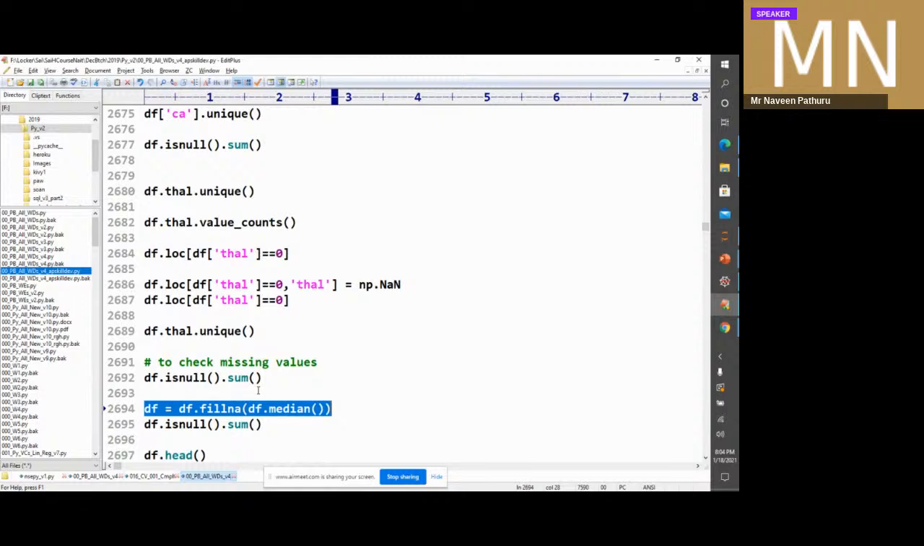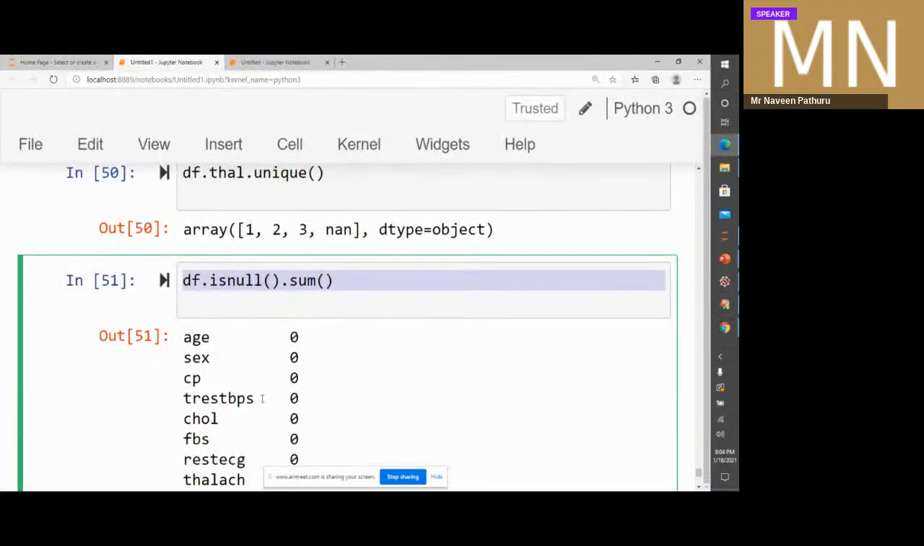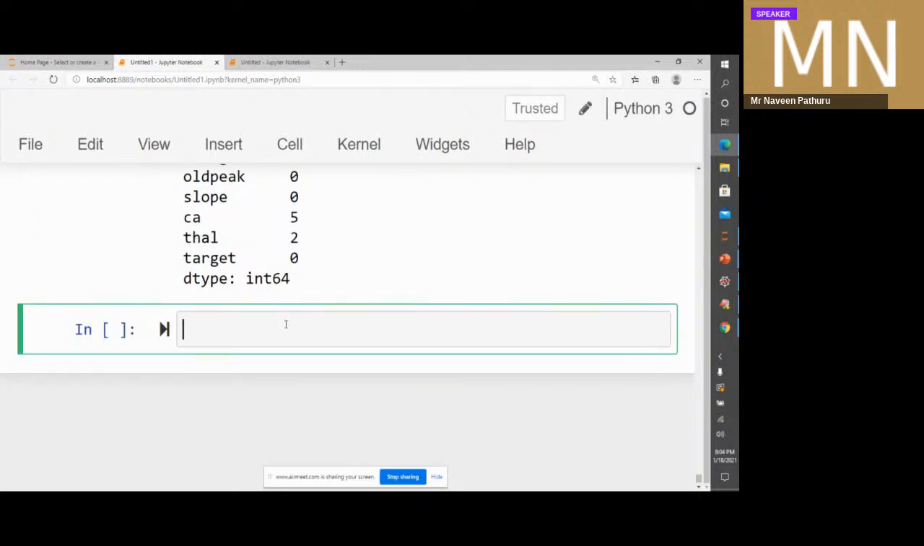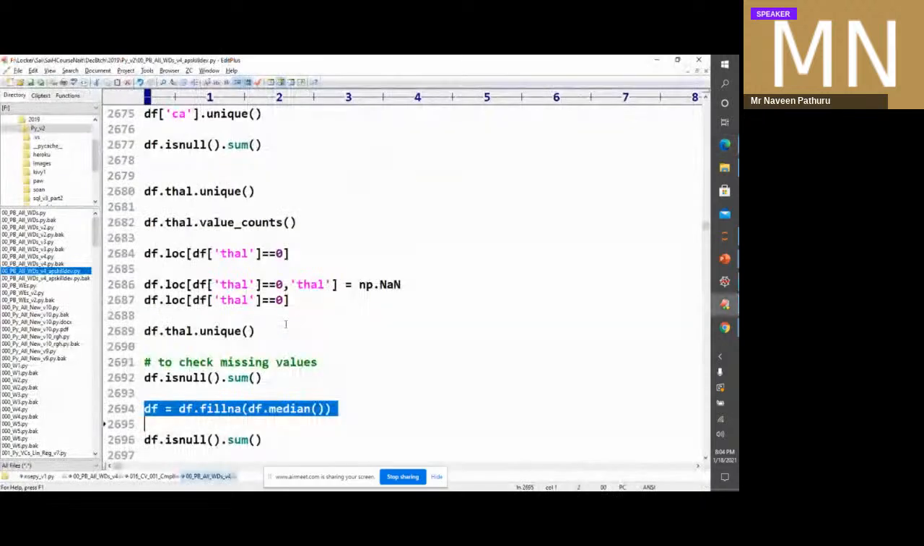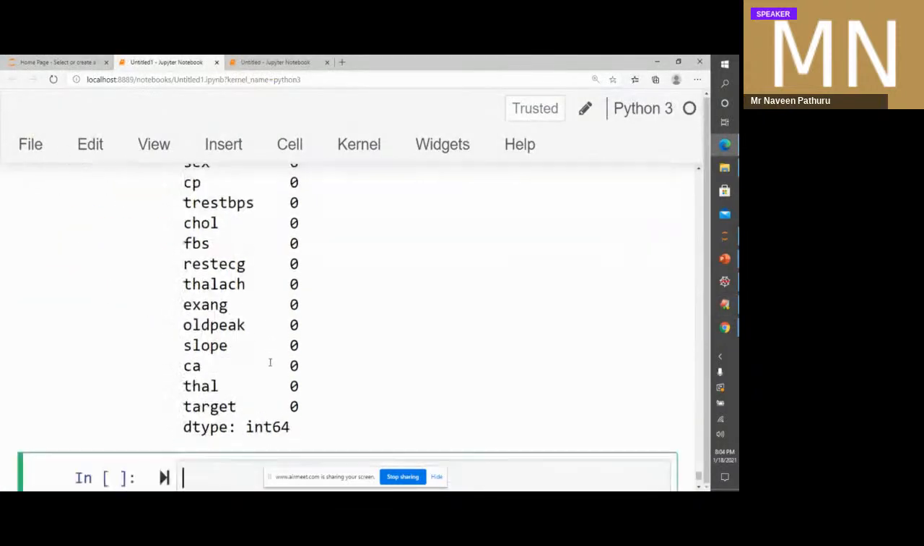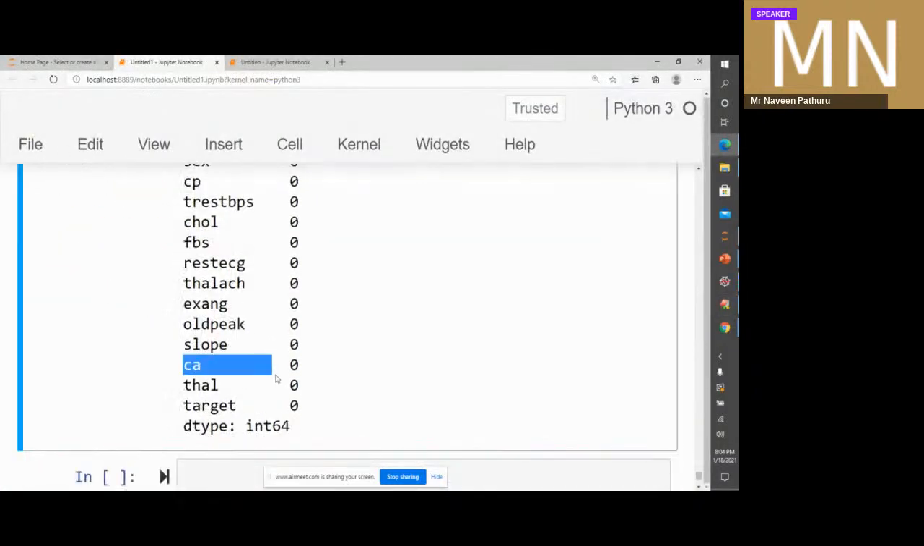You can also use mean, you can also use linear regression. There are some more advanced techniques, but the most common technique is mean or median. Before that, let's execute this one step. Right now we have CA as 5, TAL as 2. So if we run this and verify, notice CA is back to 0, TAL is back to 0.